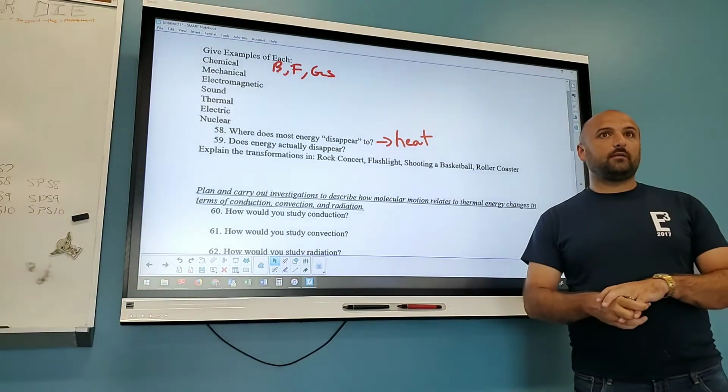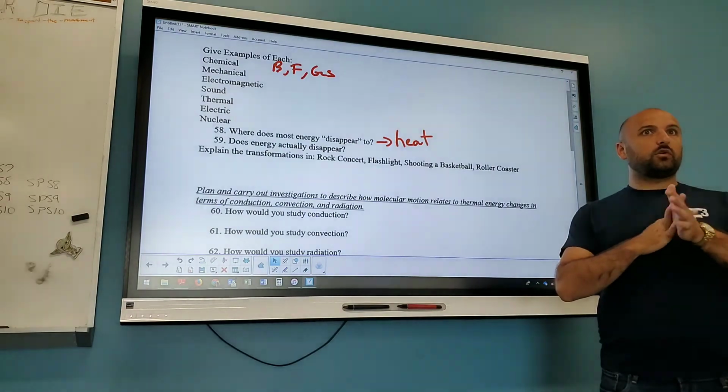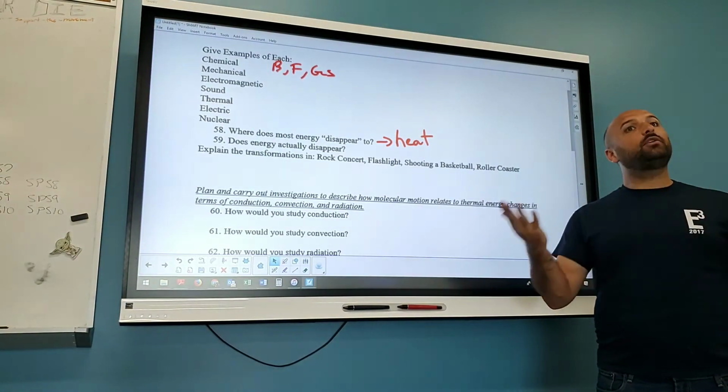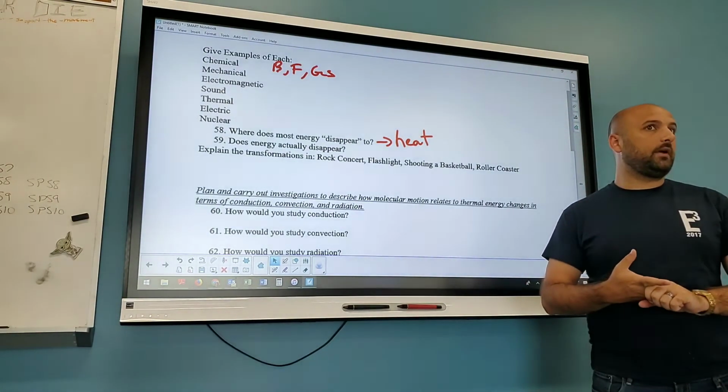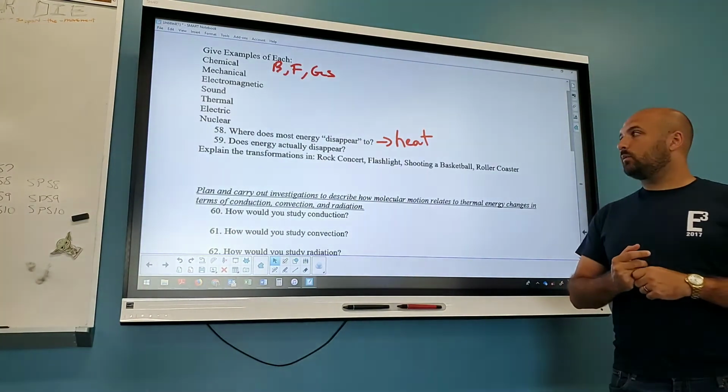Flashlight, we just did that. Chemical, electrical, and light. And all things that make light also produce heat, correct? So you could say heat as well.